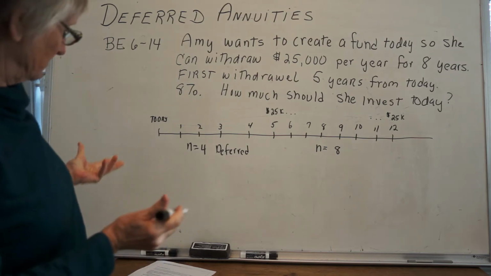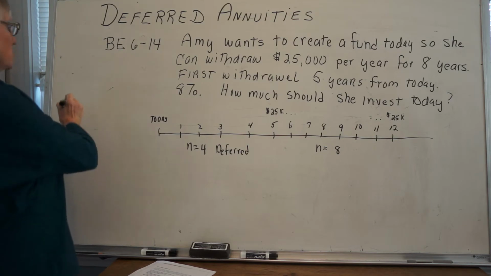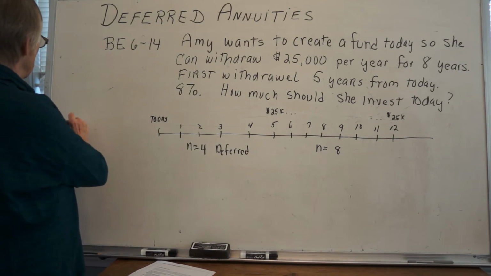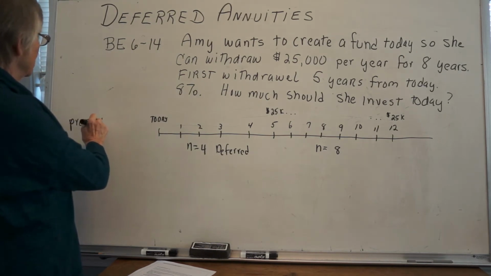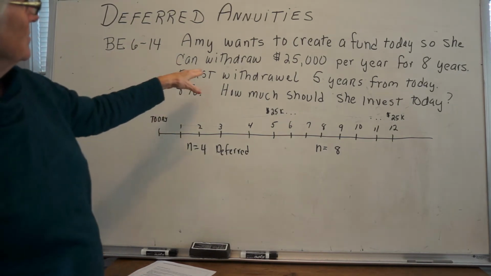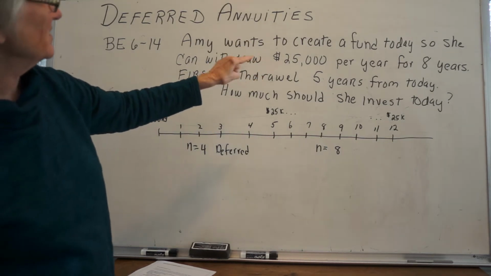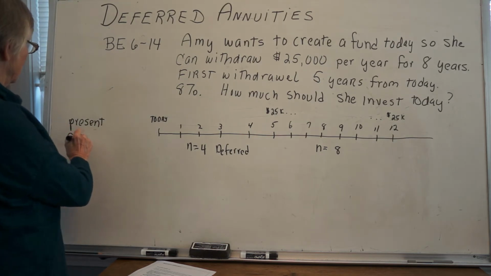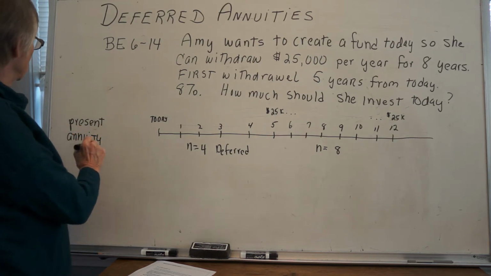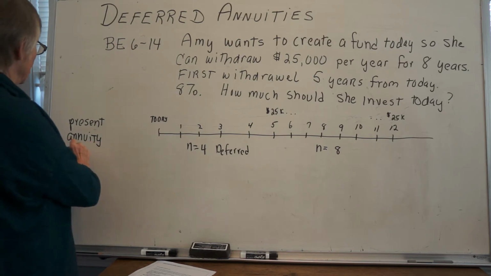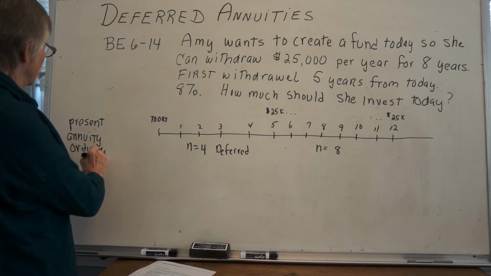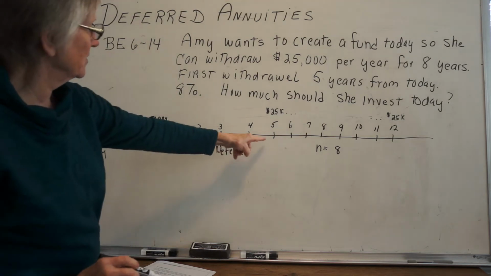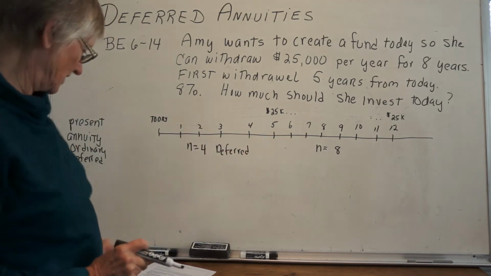So we could go through our little thought process here. Do we need to know the present or the future? How much should she invest today? We need to know the present. Is it a single sum or an annuity? Well, she's going to have 8 equal withdrawals of $25,000, so that sounds like an annuity to me. And we're going to treat this as an ordinary annuity, and it is deferred, because it doesn't start right away. It starts at the end of year 4. It starts at year 5.